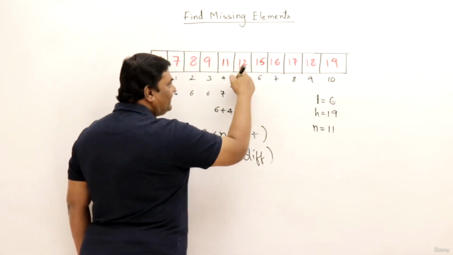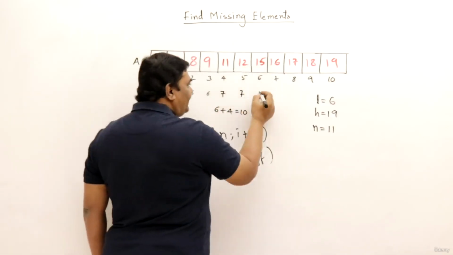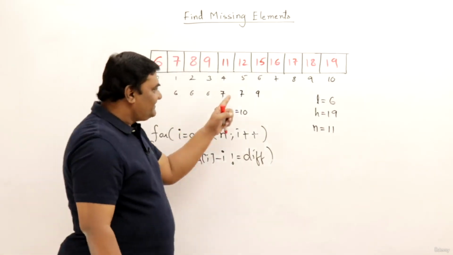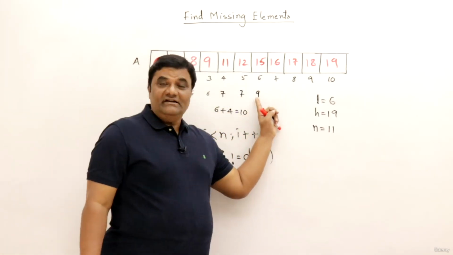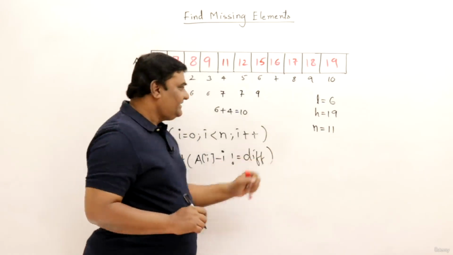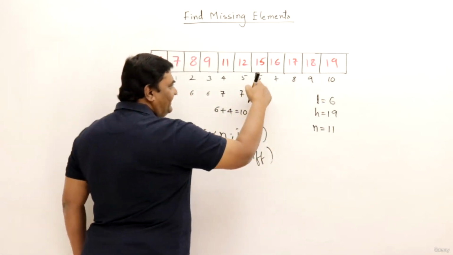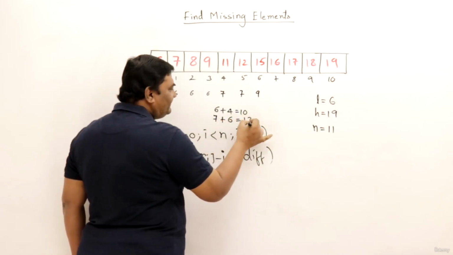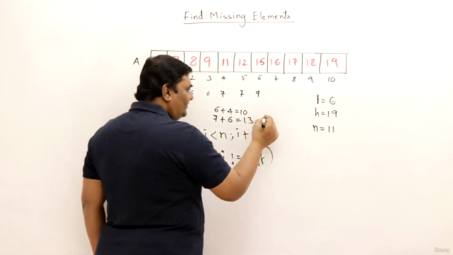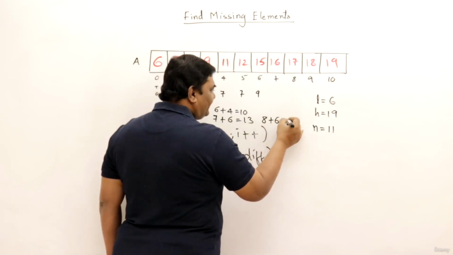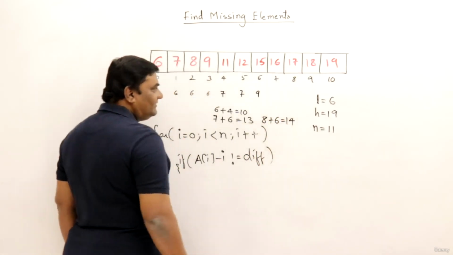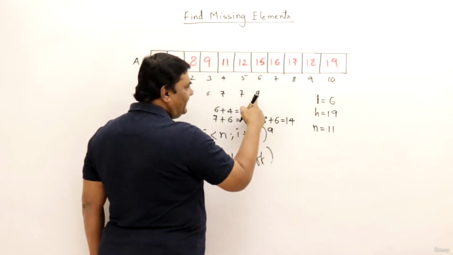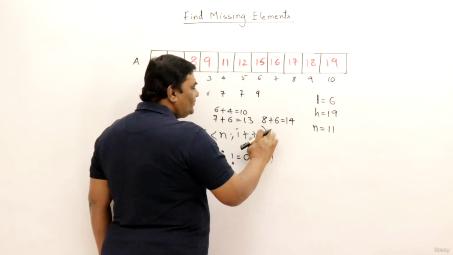Next, the difference is 7. Okay, continue. No problem. Now the difference is 9. Oh, so two elements are missing. The previous difference was 7 and the new difference is 9. So how many elements are missing? Right now we are at index 6. The difference was 7, so 7 plus 6 is 13. 13 is missing. And also 8 plus 6, that is 14. Then 9, oh, I should stop because the difference is 9. So I got two elements missing.